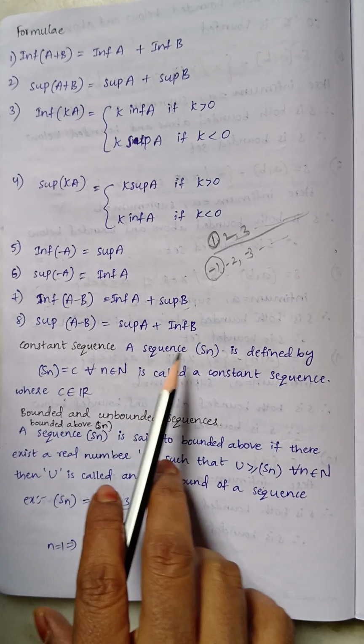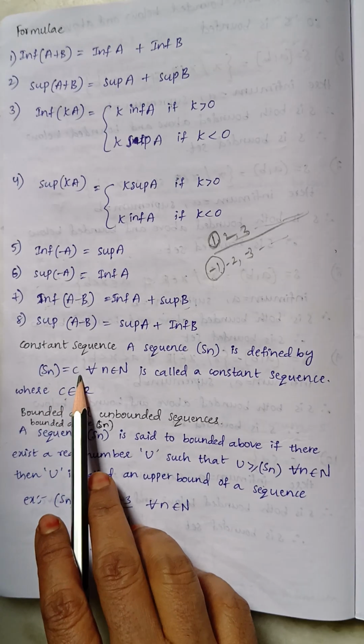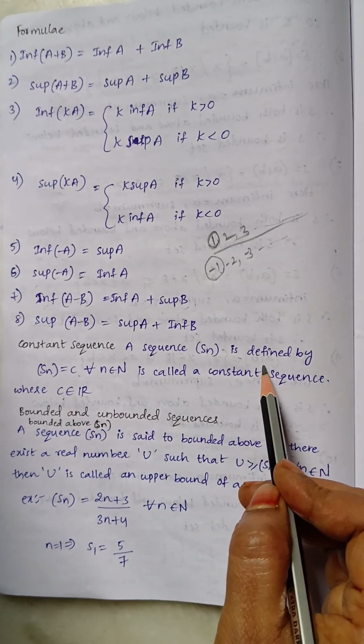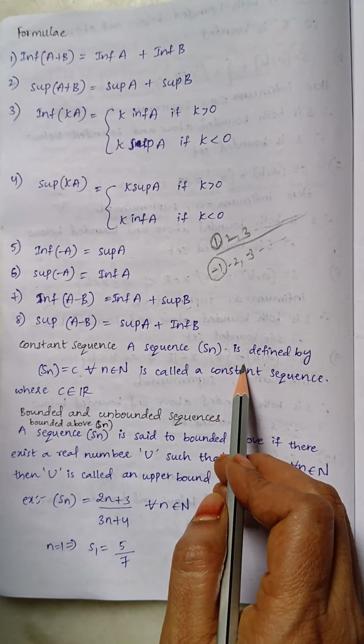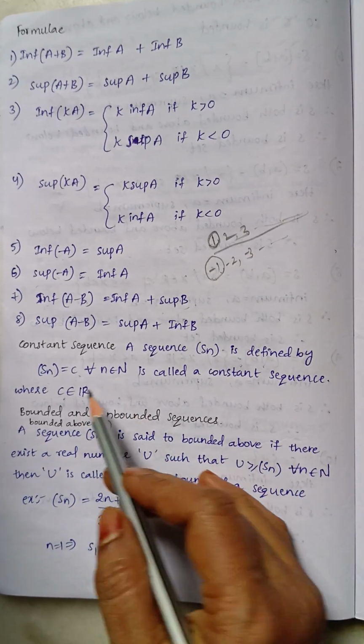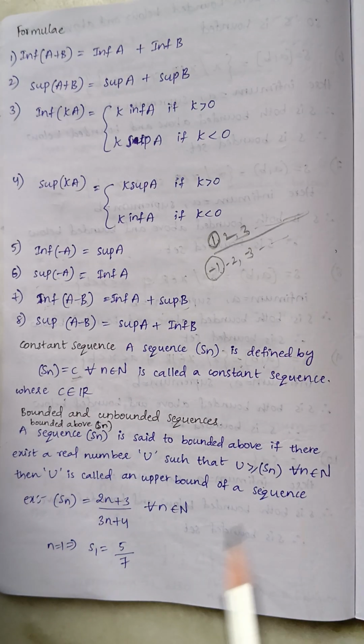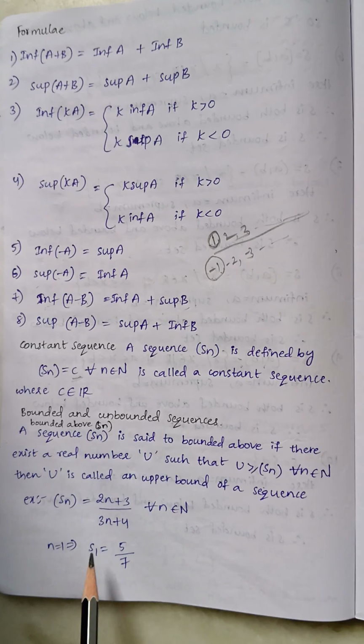Similarly, a constant sequence means it is defined by C. That means when you are taking any number like 1, 2, 3, 4, then the range value is C. For 1, C. For 2, C. For 3, C. For any value, the range is only a constant, then we can say it is a constant sequence. Now, bounded and unbounded.